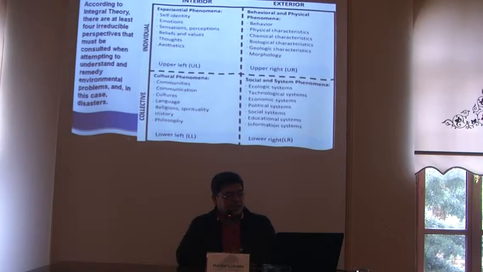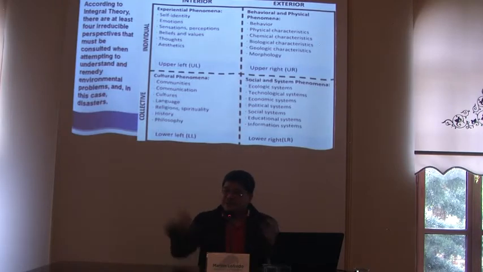that can help us design or implement the disaster-related projects and programs? Now, according to integral theory, there are at least 4 irreducible perspectives that must be consulted when attempting to understand and remedy environmental problems, and in this case, disasters. These 4 irreducible perspectives, when we say irreducible, it means it cannot be simplified. It cannot be taken for granted. They must be there. They must be considered in their entirety. You cannot reduce them into different parts. You cannot compartmentalize them, nor fragmentalize them. You cannot separate one property from another.